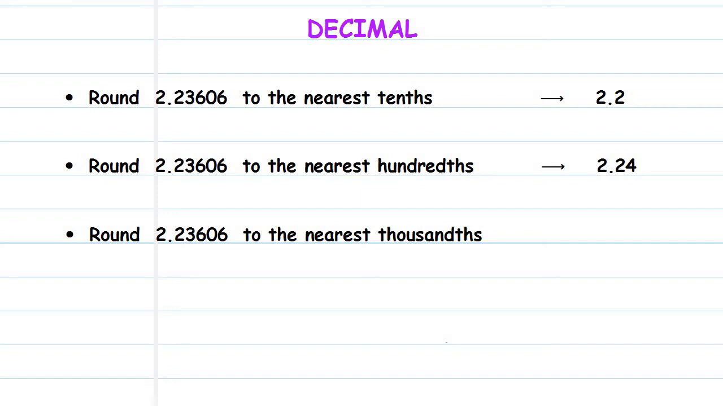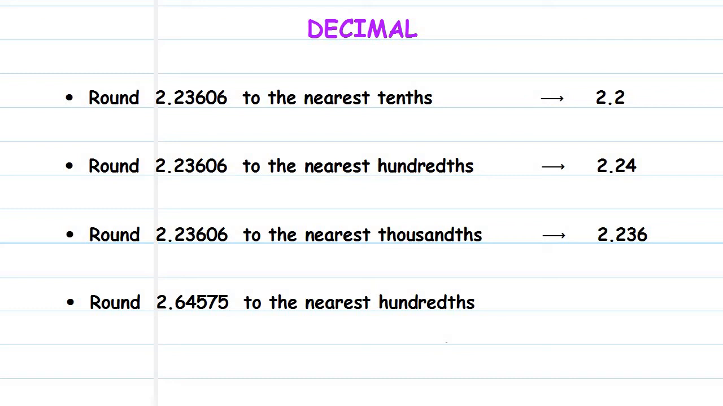How about rounding the same number to the nearest thousandths? This time it's gonna be number 6 in that digit. Since the number on the right is zeros, which is less than 5, we will leave that 6 alone, and the rounded number is gonna be 2.236.